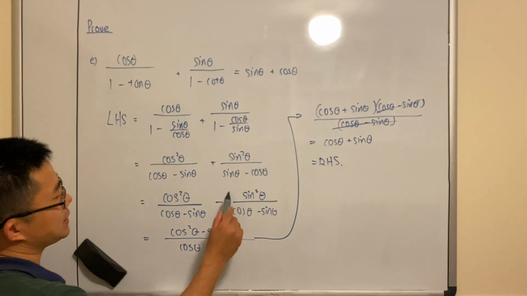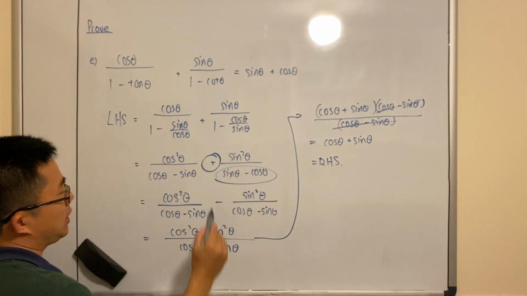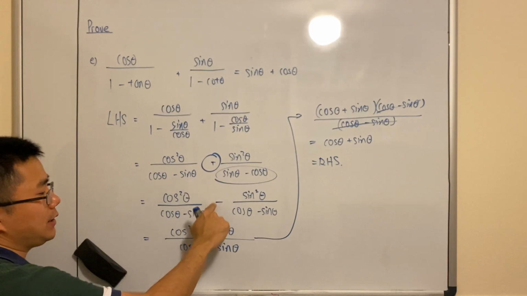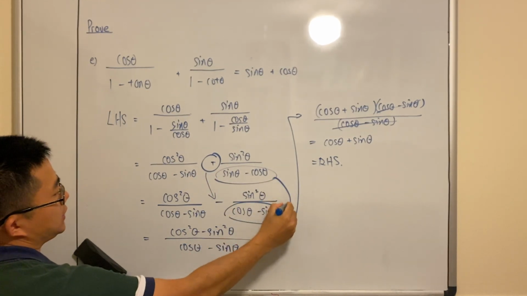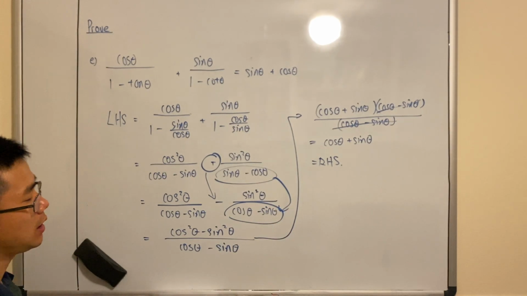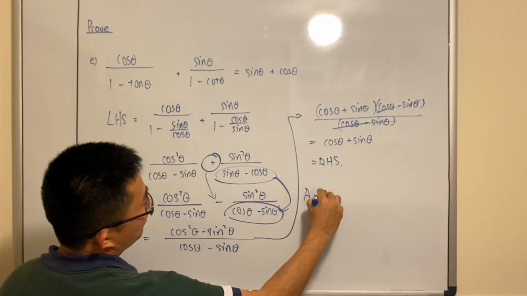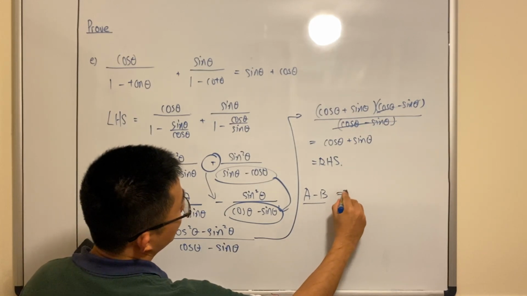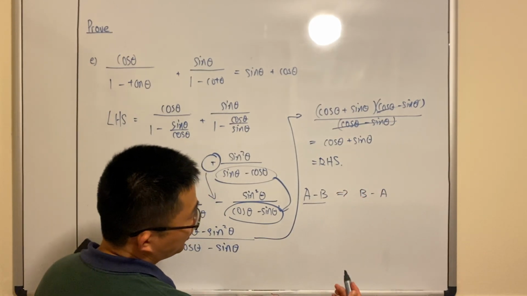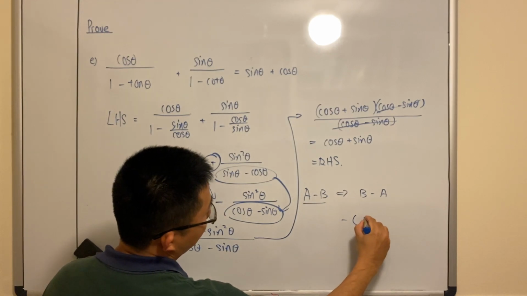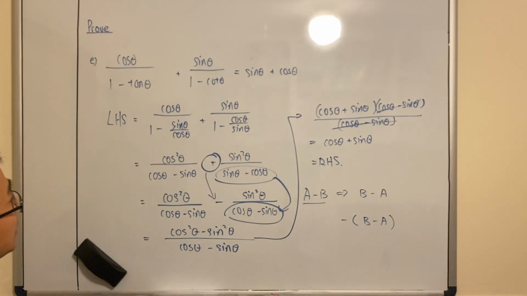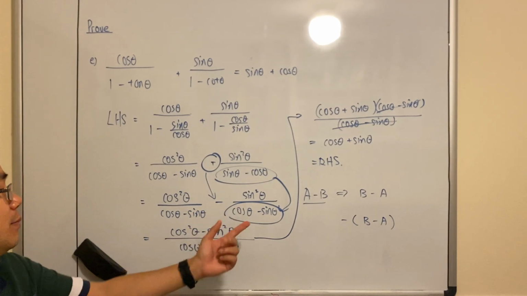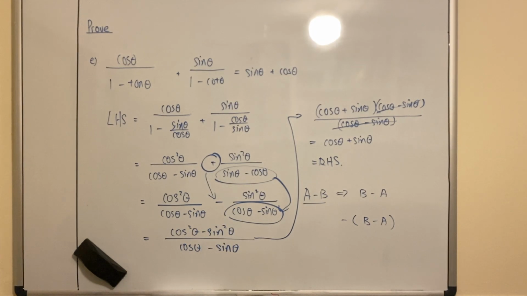Another tricky part is, how do I change this one? Change the plus to minus, and then switch the order around. All right, this is one of the tricky parts. So the way I remember is, if you want to change a minus b to b minus a, all you need to do is put a negative in front of b minus a, and then you can change that into a minus b. That way you can quickly turn these two terms around, and that's one of the little tricks I use in algebra.